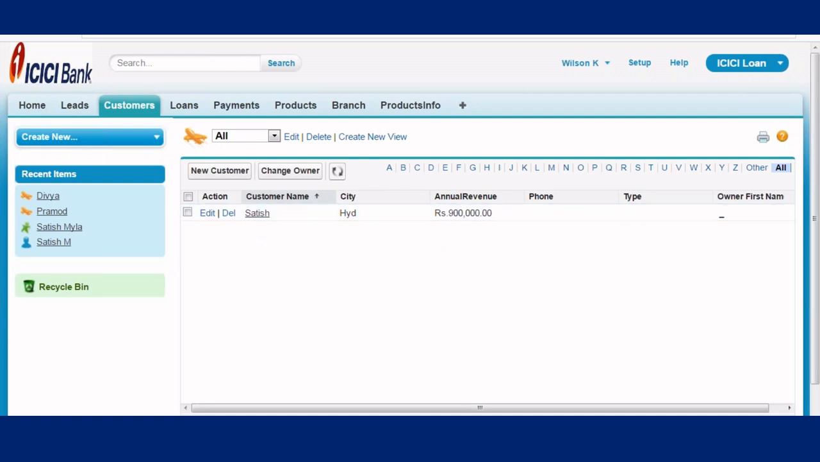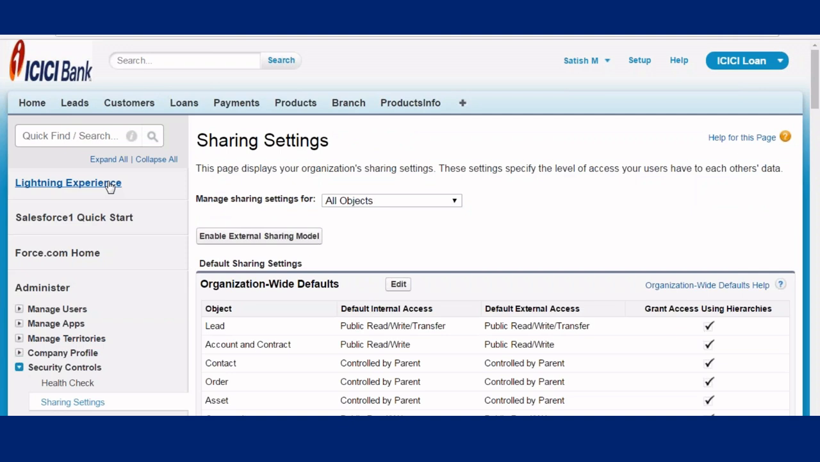Now what do I want to do? I want to grant some extra permission. What is the extra permission? Wilson should see all the customer records whose city is Bangalore. All the records of the customer whose city is Bangalore should be shared with Wilson.